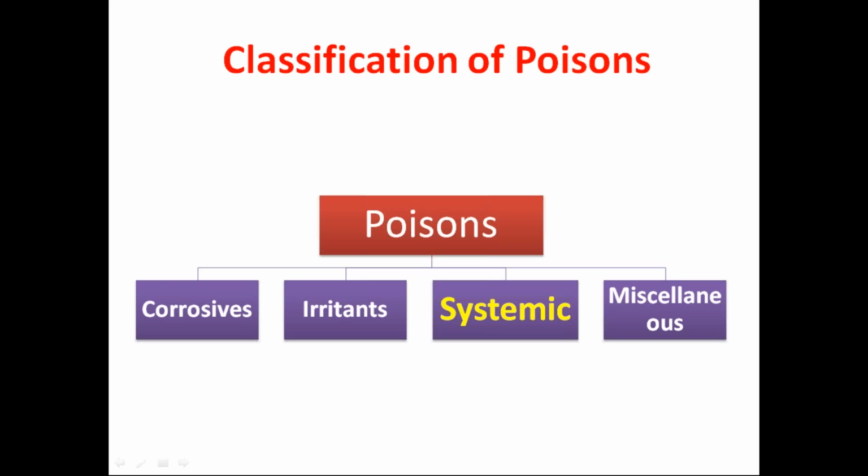Okay, so today we will start a new chapter, CNS depressants. So we know the classification of poisons. We have four types: corrosives, irritants, systemic poisons, and miscellaneous poisons. We have finished corrosives and then we have looked into irritants. Now we will see systemic poisons.